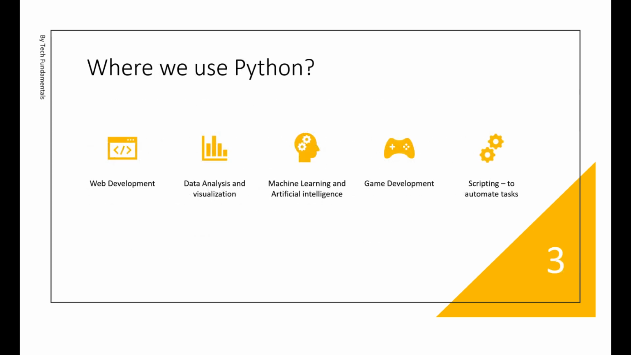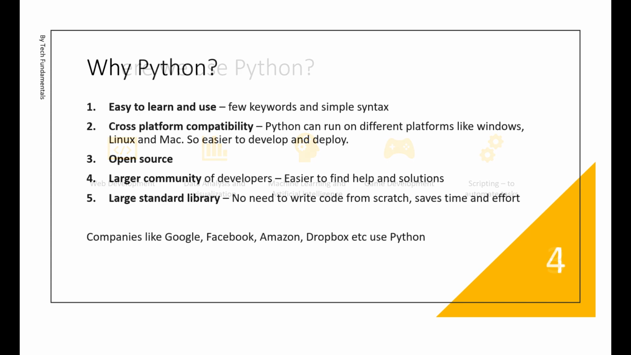Now, where do we use Python? Python is used in web development, data analysis and visualization, machine learning and artificial intelligence, in game development, and in scripting to automate tasks like data movement or file processing, etc.